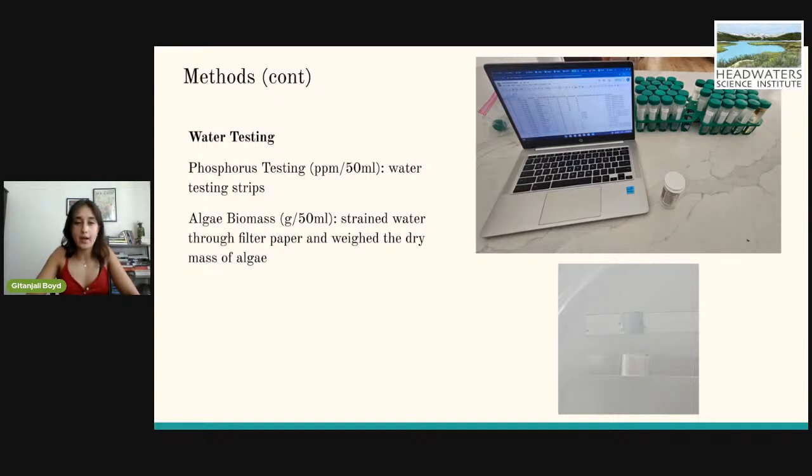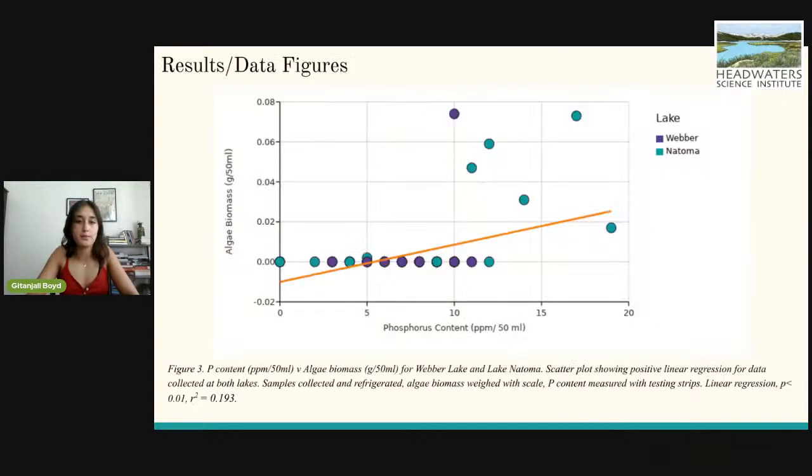As for algae biomass, which was measured in grams per 50 milliliter vials, I strained the water through filter paper and weighed the dry mass of the algae. And before doing this, I removed anything that was like sticks or leaves or evidently not algae.